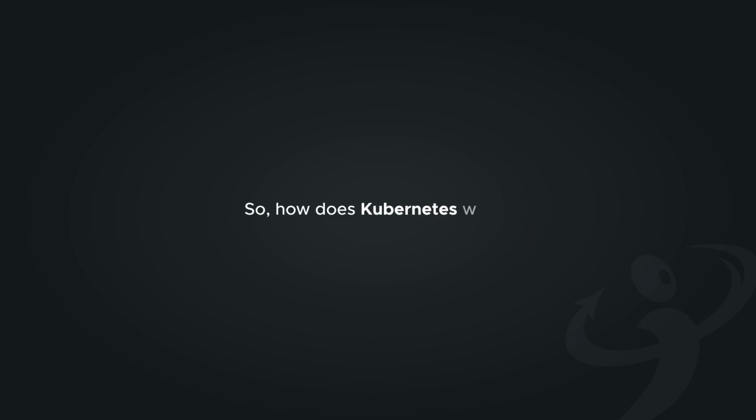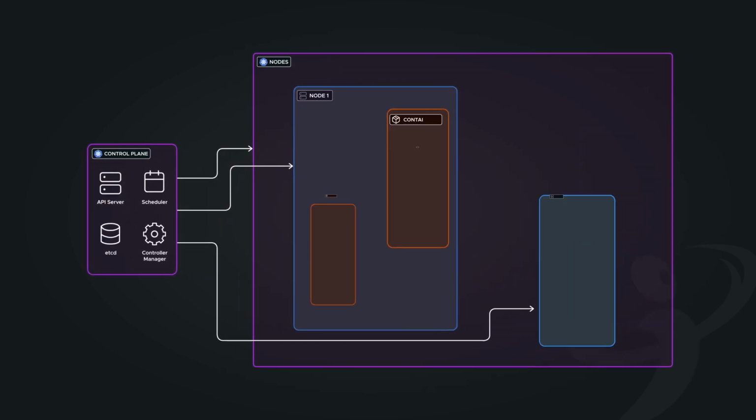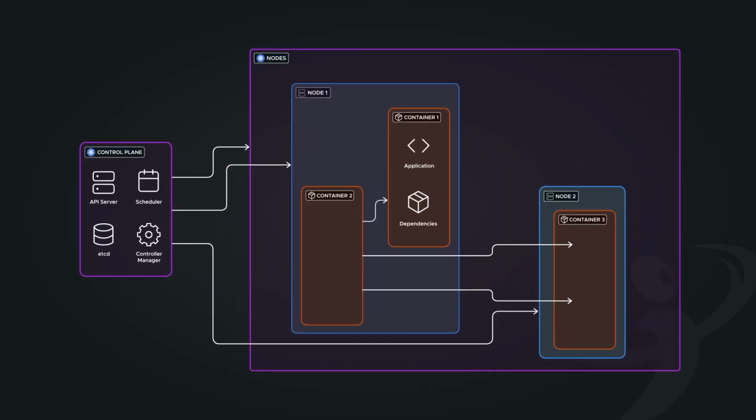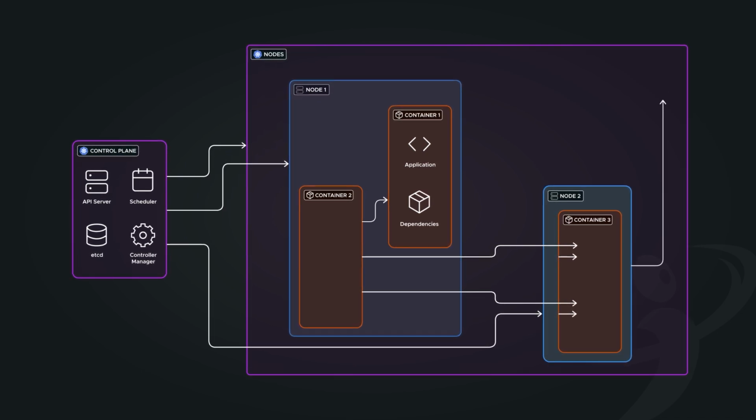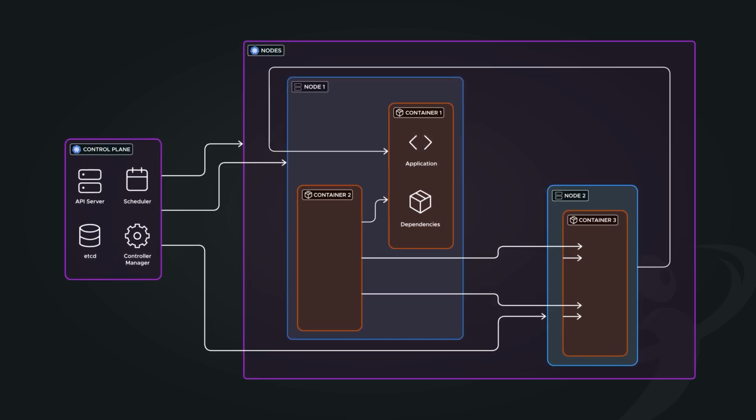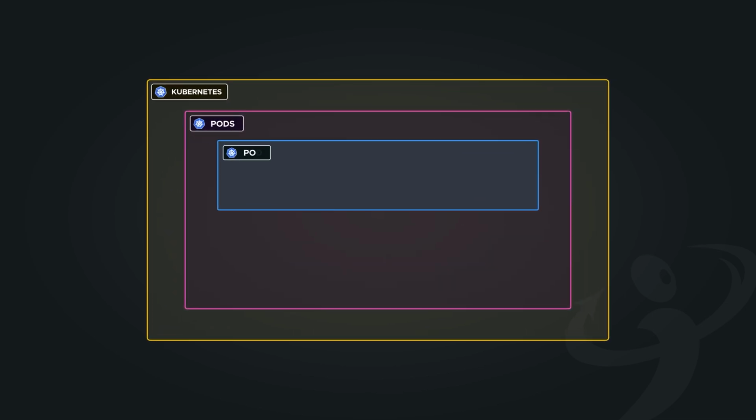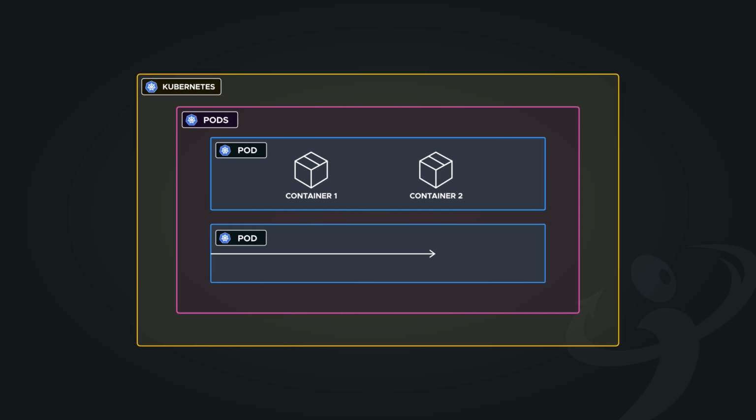So, how does Kubernetes work? At its core, Kubernetes manages containers, small, lightweight units that package your application and all its dependencies, making it easy to run anywhere. Kubernetes organizes these containers into pods, which are the smallest deployable units.